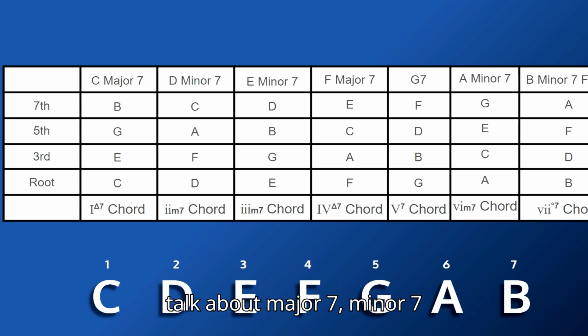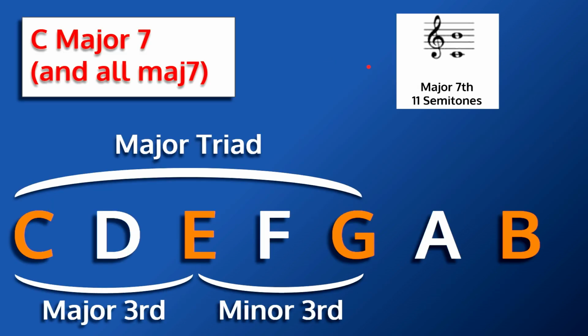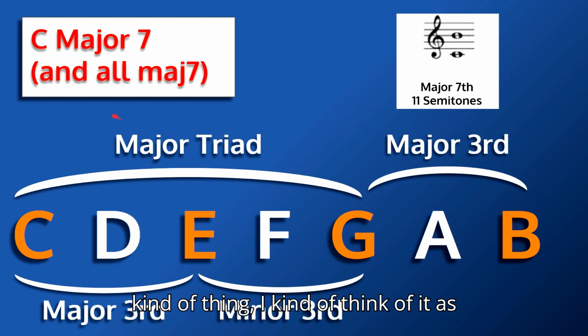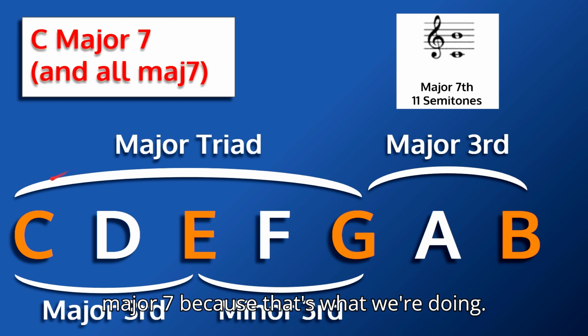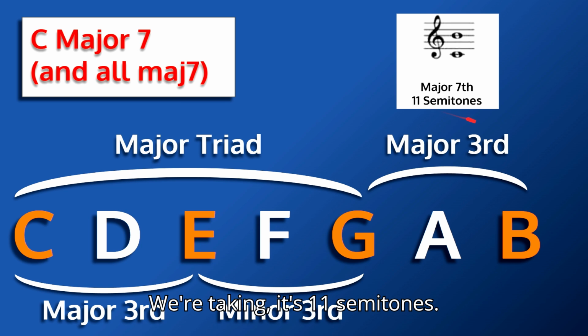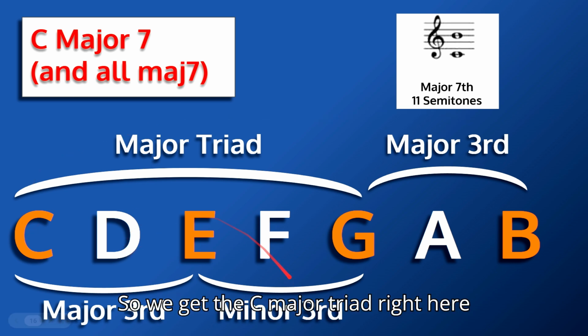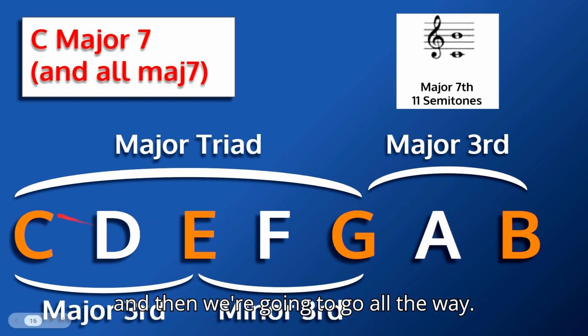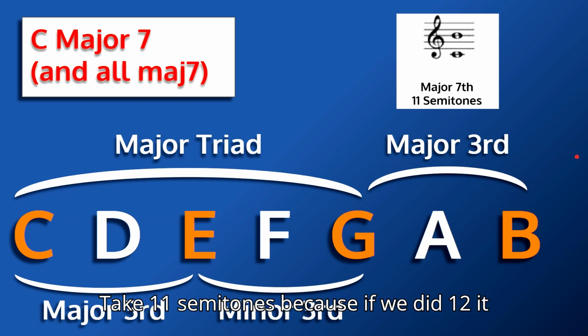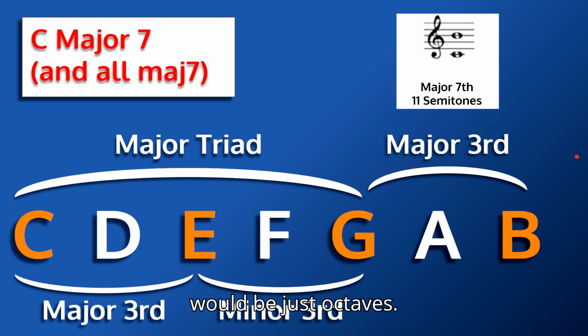when people talk about major 7, minor 7, and then dominant 7. Okay, so when I think about this kind of thing, I think of it as C major and then a major 7, because that's what we're doing. It's 11 semitones. So we get the C major triad right here. And then we go all the way, take 11 semitones, because if we did 12, it would be just octaves. So I like to separate these and think of this as C major 7.